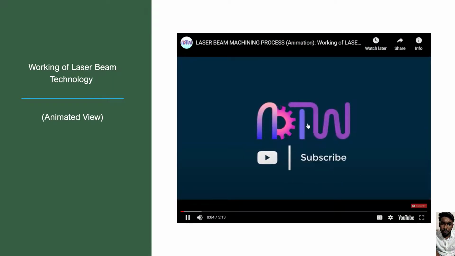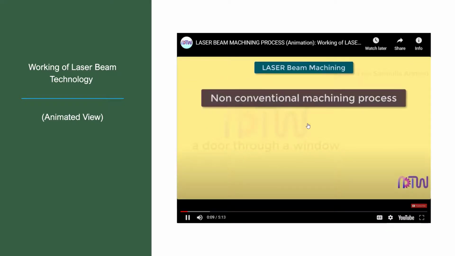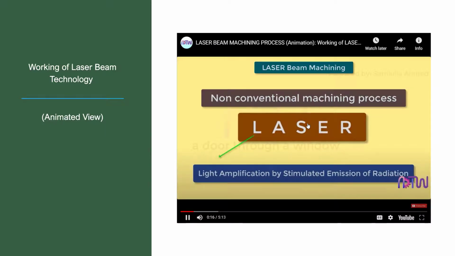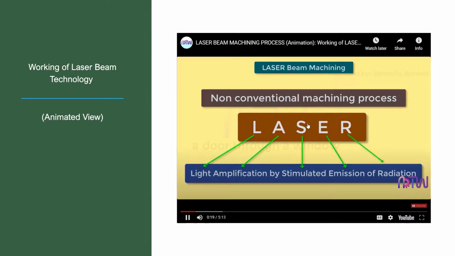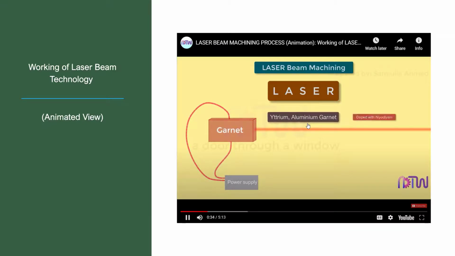Laser beam machining is a non-conventional machining process in which material is removed from the workpiece surface using heat. Laser stands for light amplification by stimulated emission of radiation. A laser is produced when the electrons in atoms of special crystals are energized using electric current. Generally, garnet crystals are most commonly used in solid-state lasers. Yttrium aluminium garnet doped with neodymium, also called Nd:YAG, is most popularly used.